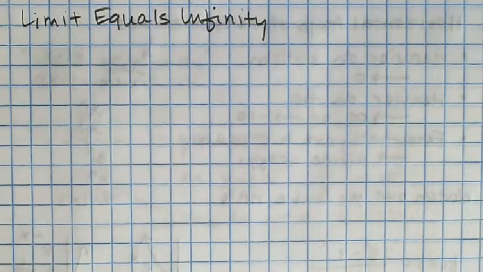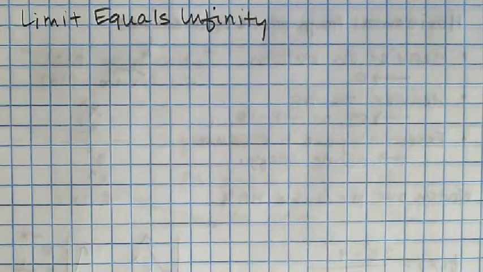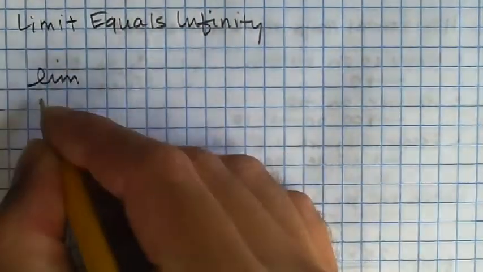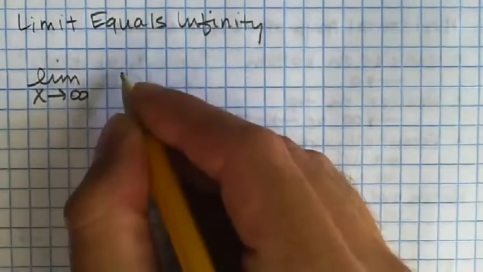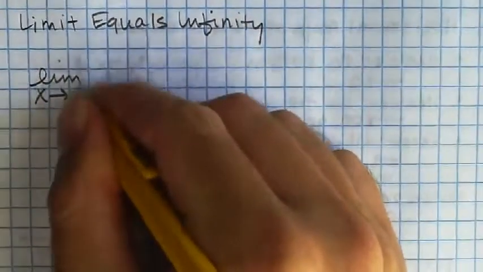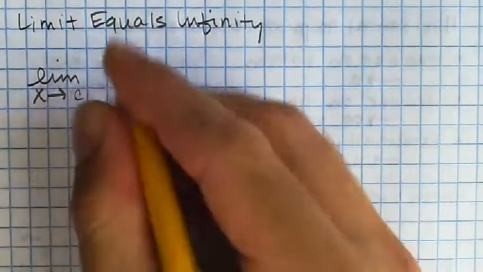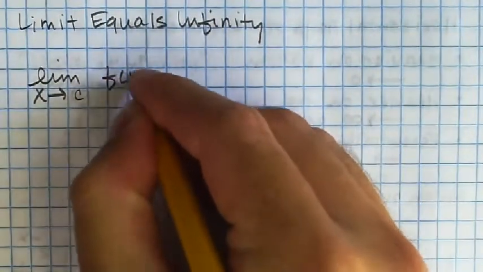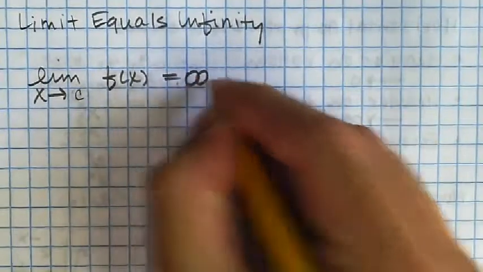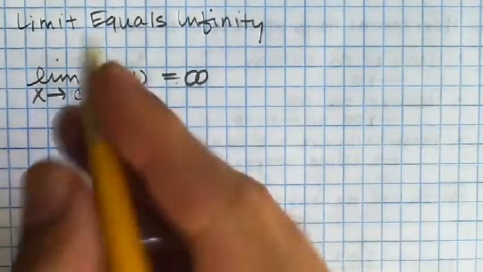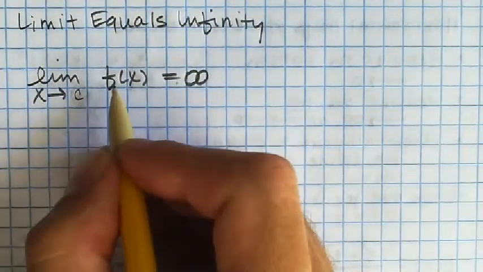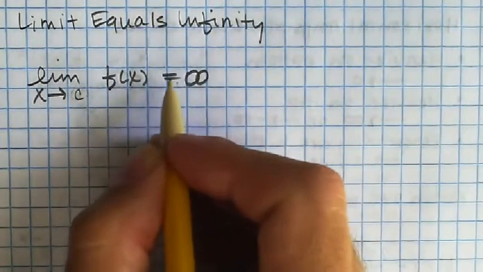All right, the last situation I wanted to talk to you about is when the limit equals infinity. I do need to mention that if we say that the limit as x approaches c of f of x is equal to infinity, it means that we can make the values of f of x as large as we want, right?